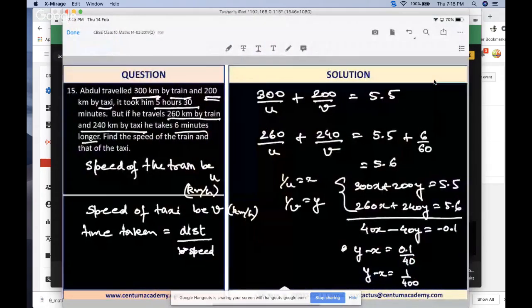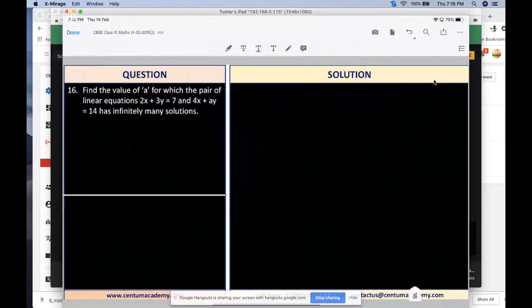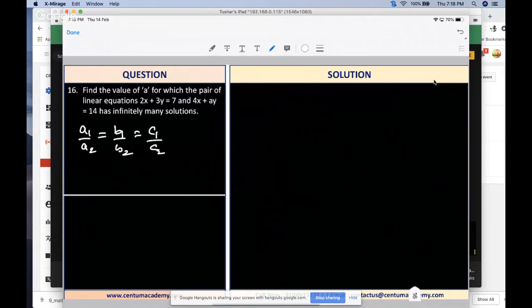Great. Next is find the value of a for which the pair of linear equations this and this has infinitely many solutions. So you know this condition again. So for infinitely many solutions, a1 by a2 is equal to b1 by b2 is equal to c1 by c2. Always remember, for infinitely many solutions all ratios must be equal. Now, what is a1 by a2? So first of all, write the equations very carefully. So you can write 2x plus 3y, and hence it is equal to 7.